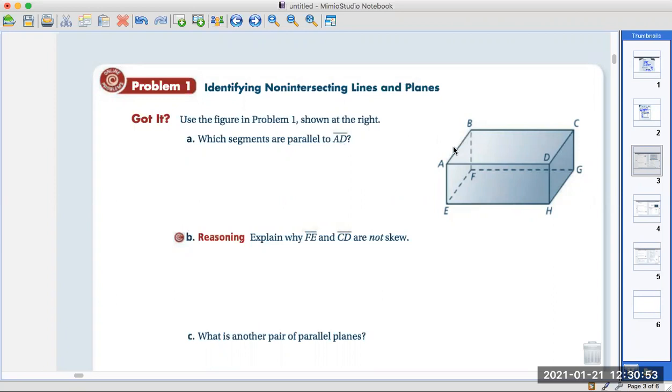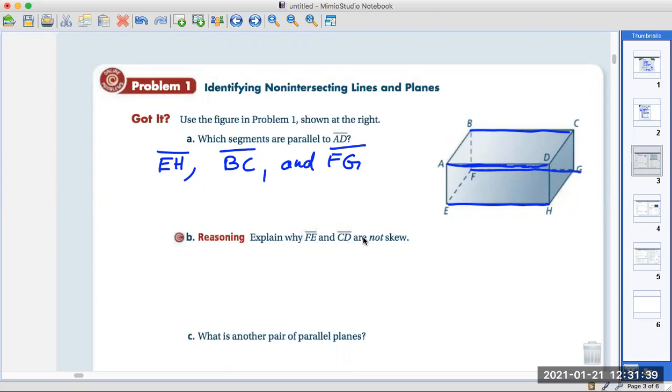Which segments are parallel to AD? So this right here, that's a segment. Notice it has only a line above it. That means it's a segment. So that's simple. My pen is not working. Which segments are parallel to that one? EH, and EH is this one. And then BC, which is this one in the back. And FG, which is this one. All right.